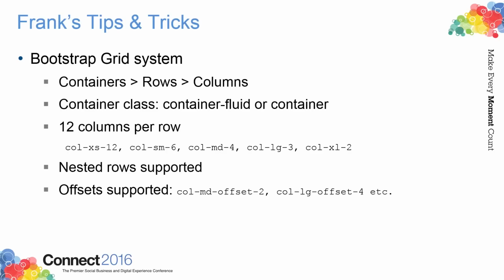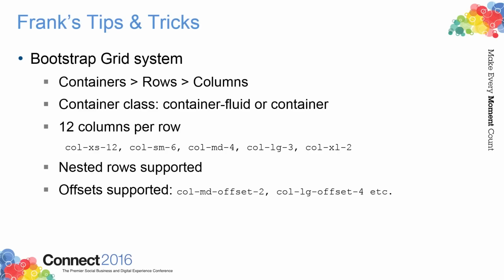So from left to right, col-xs-12. That specifies a piece of content to use all 12 columns of a row on an extra small device. col-sm-6 uses 6 columns for a small device, then 4 columns for a medium device, 3 columns for a large device, and 2 columns for an extra large device.